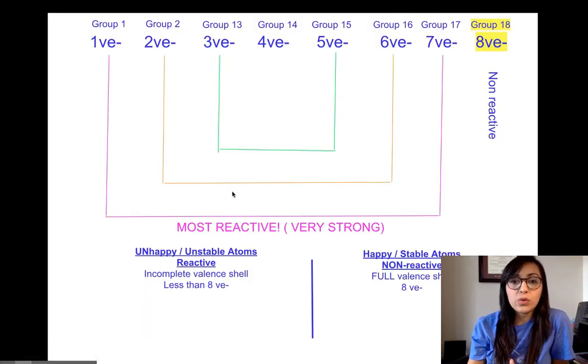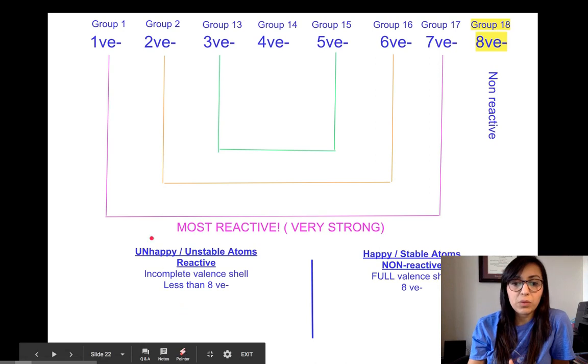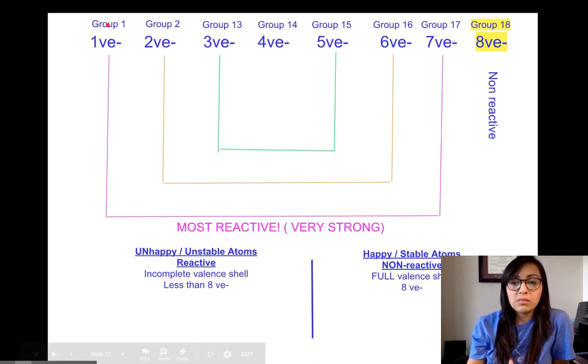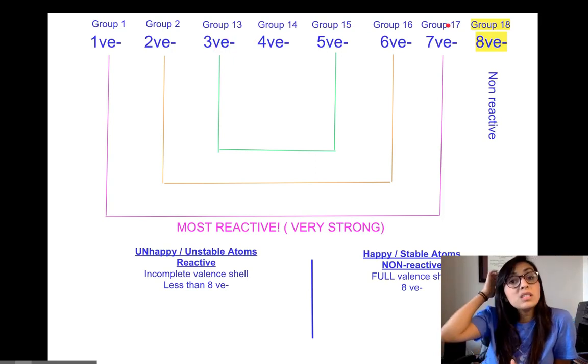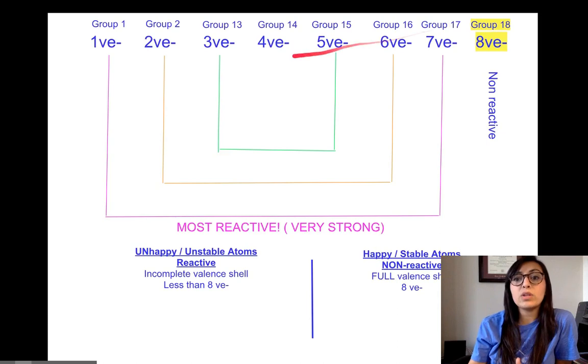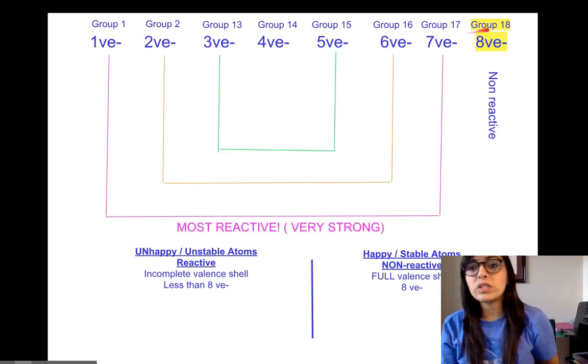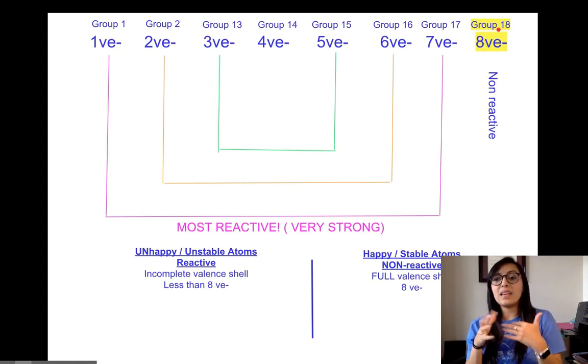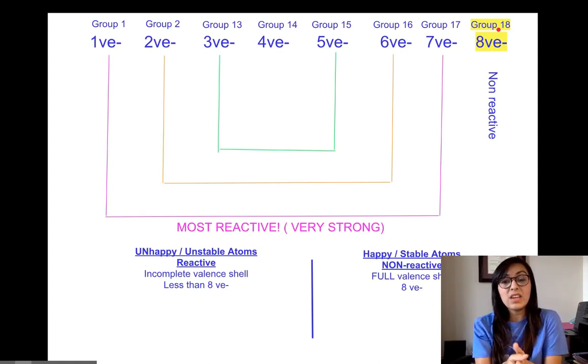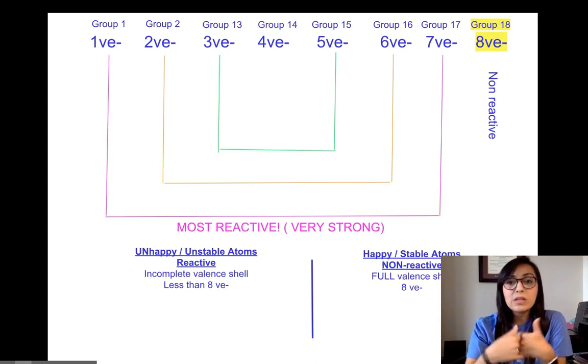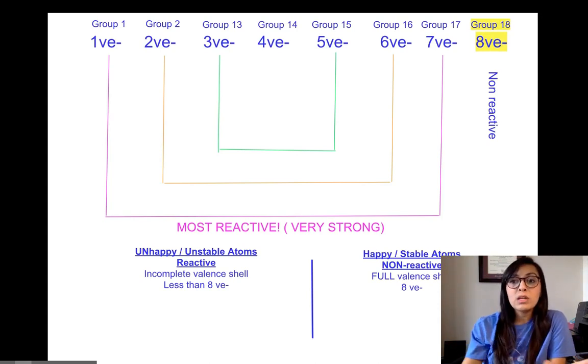So from group 1, group 1, group 2, and then group 13, 14, 15, 16, 17, 18. In order to tell how many valence electrons a group has, you look at the group number. If it's group 1, it's got 1 valence electron. Okay, now let's go all the way to the right. Group 18 has 8 valence electrons, so they are non-reactive. They already have 8 valence electrons in their outermost shell. They're not going to bond with anybody else because they don't need to, so they're stable.